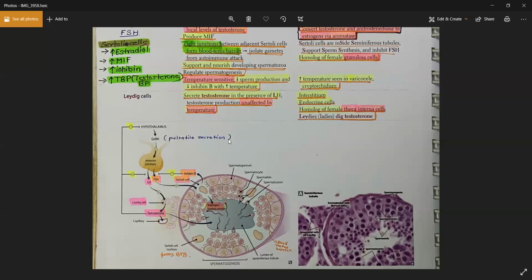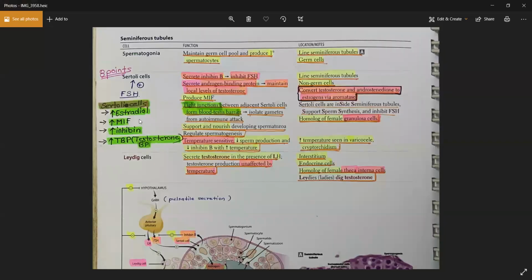So the first function is the conversion of testosterone into estrogen, that is the aromatase. Second is the Mullerian inhibitory hormone or factor. Third thing is the inhibin, and fourth thing is the testosterone binding protein. These four functions are served by the Sertoli cells. Other than these releasing functions, Sertoli cells have one more function, and that is the blood testis barrier.